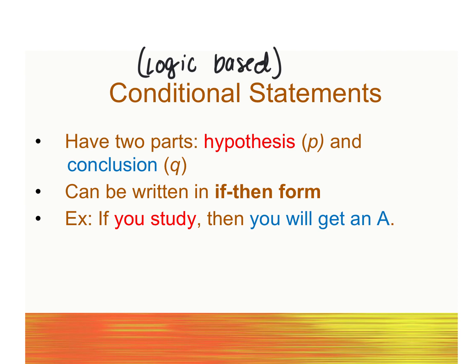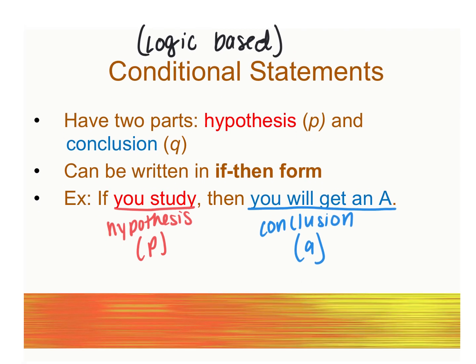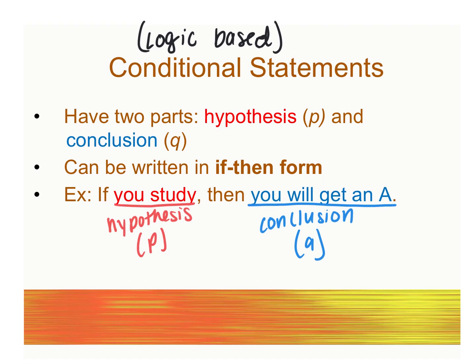The statements we're doing are always written in if-then statements. An example they're giving us is: if you study, then you will get an A. This part is your hypothesis, also known as your P, and then your conclusion, which is your Q. Keep in mind, if you study, then you get an A is not always true. These statements don't have to be true.